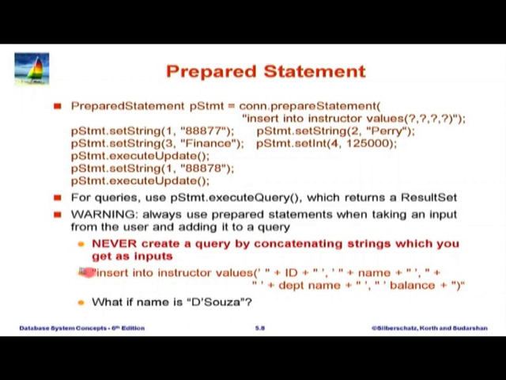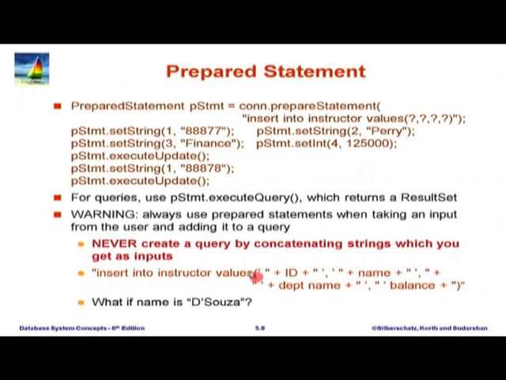So to illustrate what this issue is, supposing I got these four values from the user as input and they are in variables. The variables are ID, name, dept_name (the underscore is missing), and balance. So there are four Java variables which contain these values. What I am doing here is insert into instructor, and I am creating a string. Note this carefully, the quotes which happen here. This double quote is a Java double quote. Insert into instructor, all of this is an SQL query.